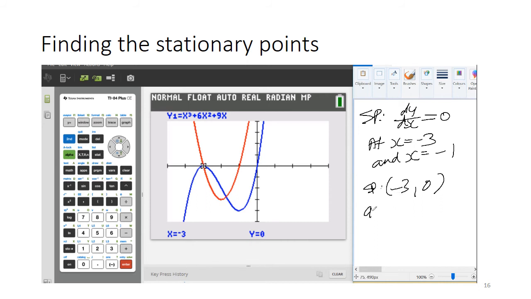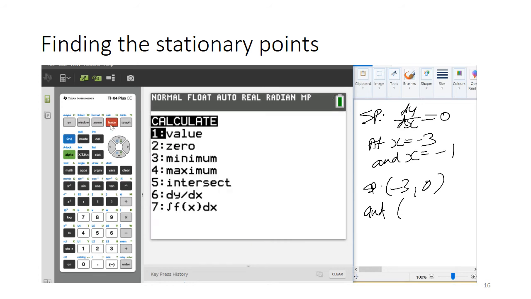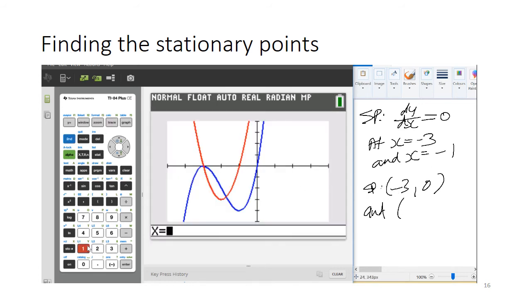And the other one would be this guy. So again, I go to second, calc. I want to find the value of y when x equals -1. Press enter. There will be -1 and 4. -1 and 4.